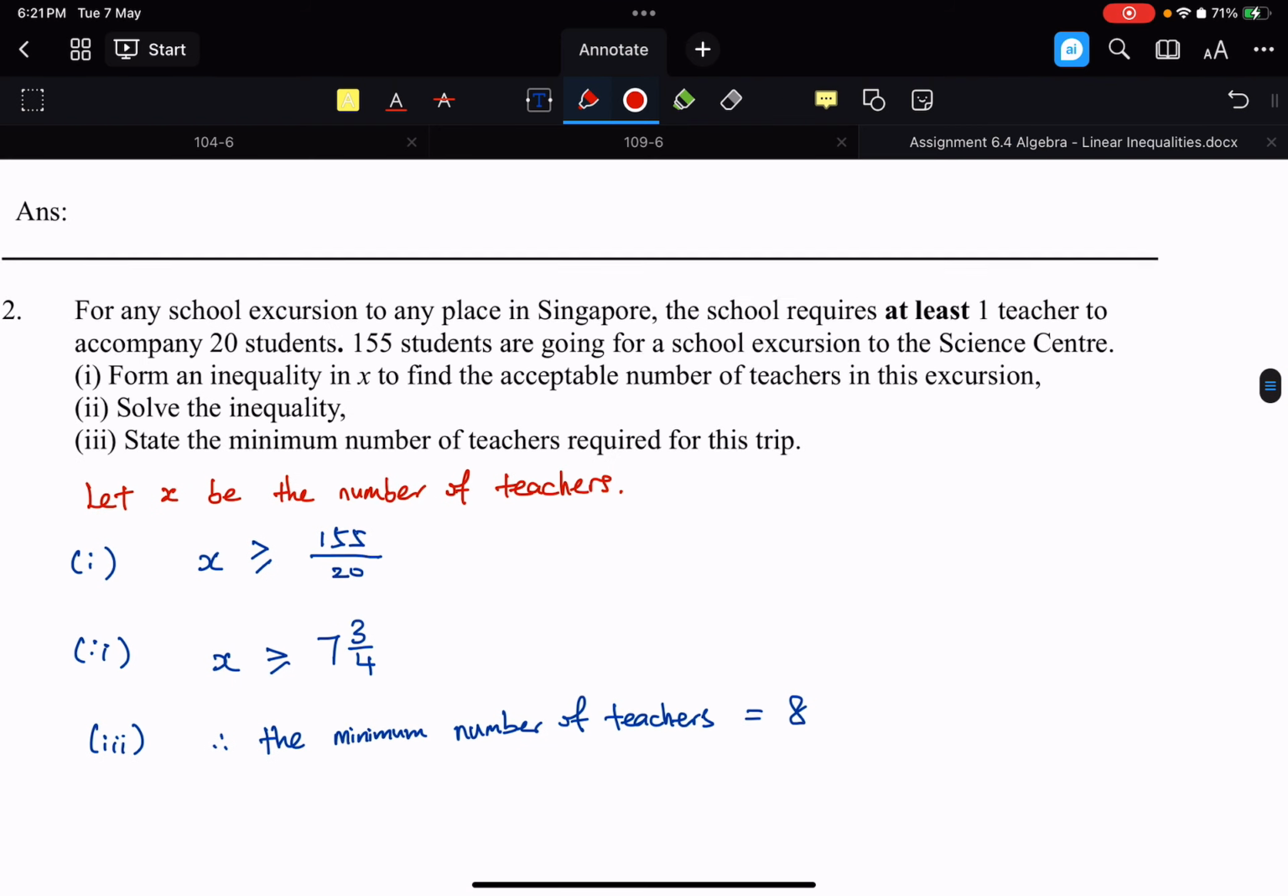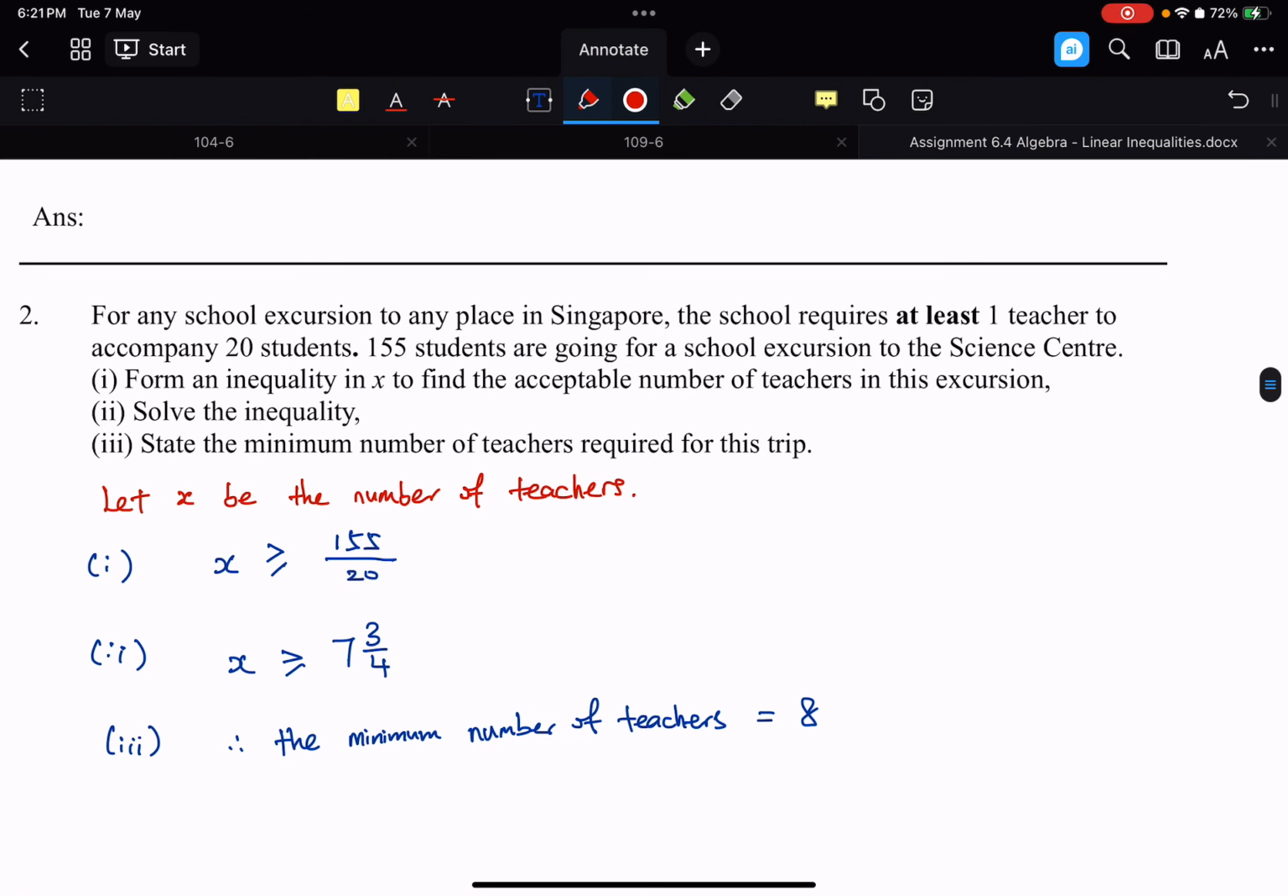Right. In this case, a school excursion requires that for every 20 students, there's one accompanying teacher. So there's an excursion where there are 155 students going. Form an inequality in x.